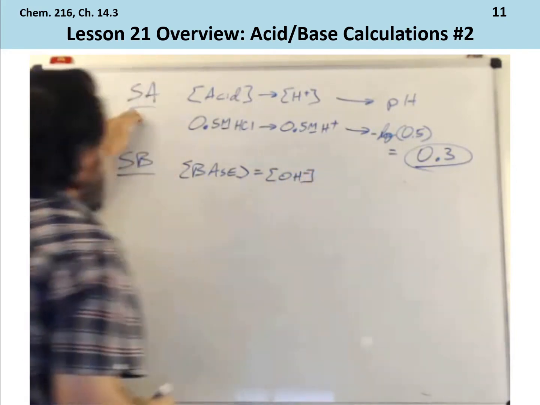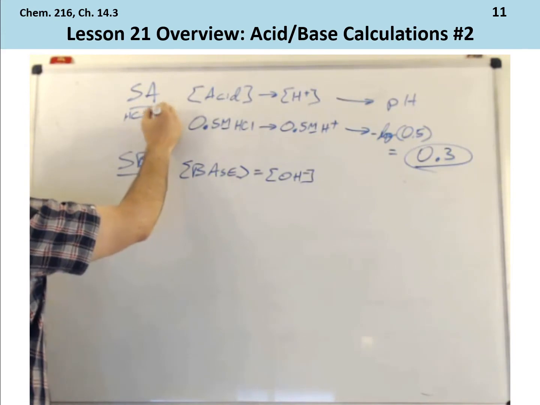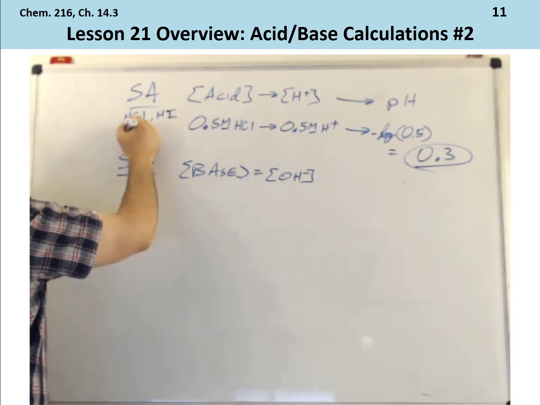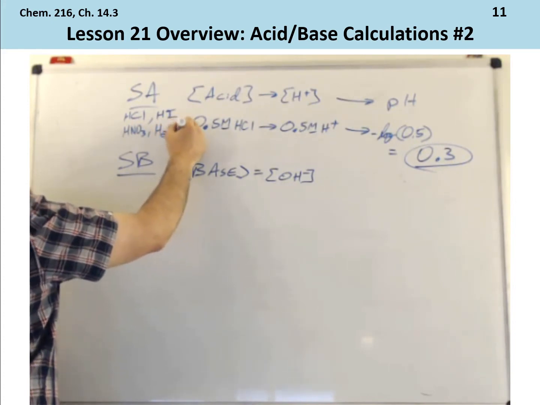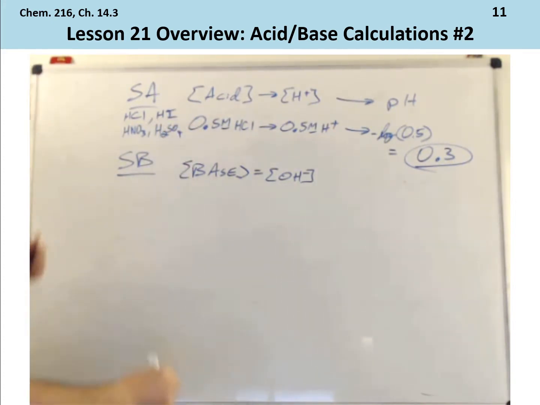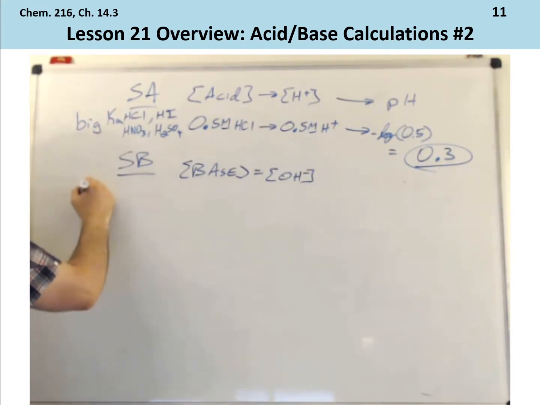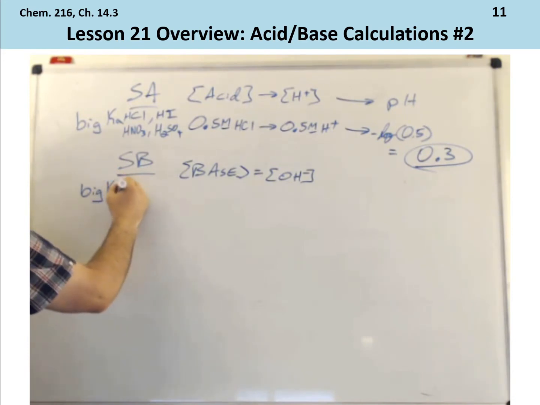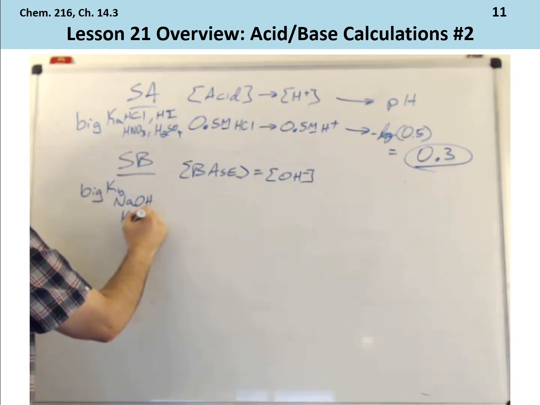Oh, by the way, what's a strong acid? Well, there's something you should know. HCl, HI, HNO3, H2SO4, and so forth. These are all strong acids. These have big Kas. Strong bases have big Kbs. Examples are NaOH and KOH.